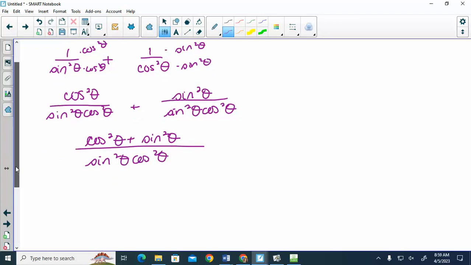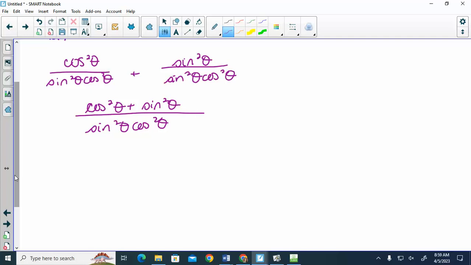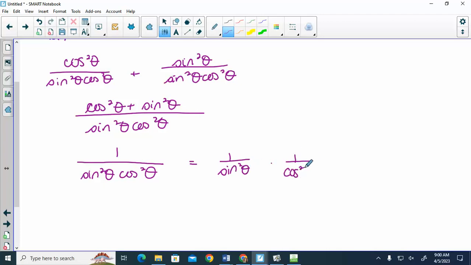Okay. What could we do here? Cosine squared plus sine squared is 1. The last step is maybe a little less obvious where to go from here, but this is all one term. It's all multiplied together. So we have seen a few times where we might break this up and say this is the same as saying 1 over sine squared theta times 1 over cosine squared theta.